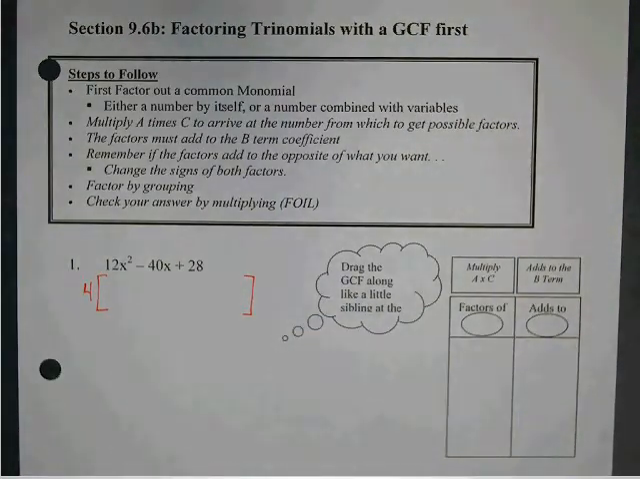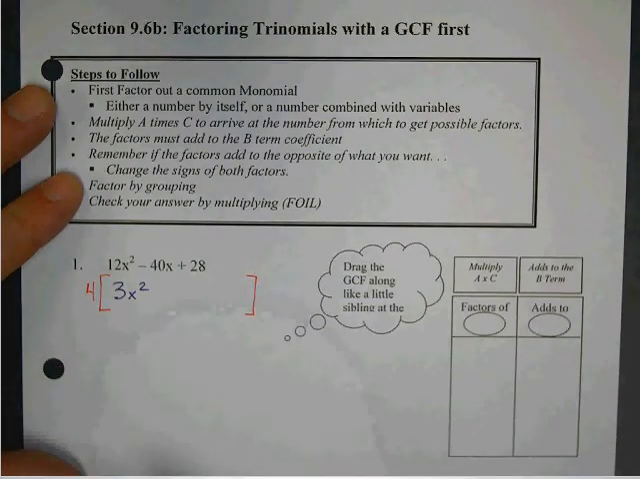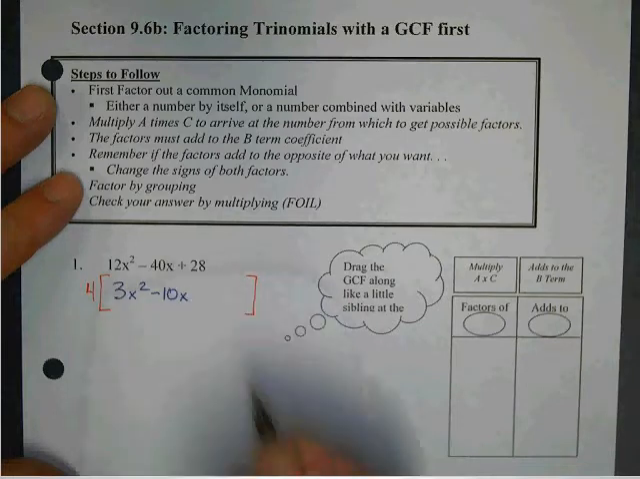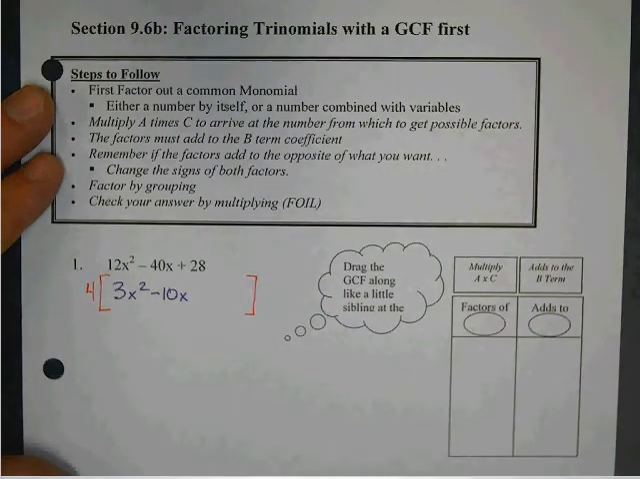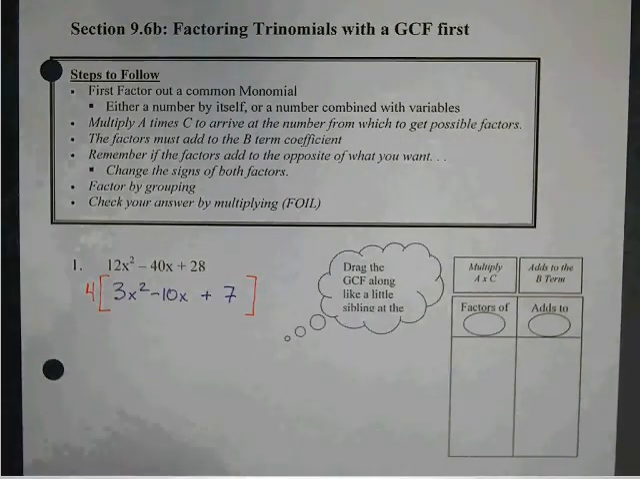All right? Now, let's go backwards. 4 times what is 12? 3. So on the inside, I'm going to put a 3x squared. 4 times what is negative 40? 10. Negative 10x. And 4 times what is 28? 7. Now let's just check 3, 10, and 7. Is there anything else that goes into all three? No. So we did find the GCF.